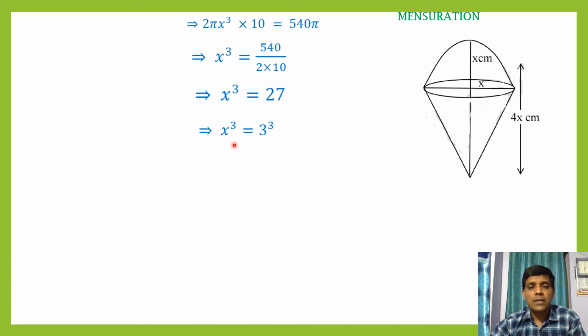Now what do you observe? Here x cube equals 3 cube. So if exponents are equal, then the bases are also equal. What is the value of base? x is equal to 3.